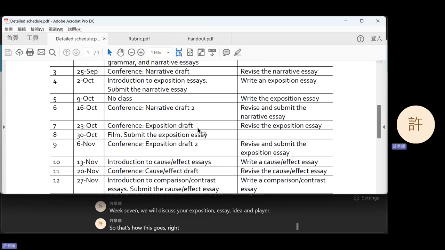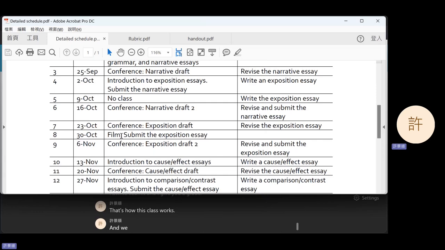Each unit is a kind of essay. I introduce it, you write it, we talk about your ideas, you go home and keep writing, you submit, I mark it, you come back, we talk about that draft, and then you go home, rewrite, submit, and I give you a grade. That's how this class works.